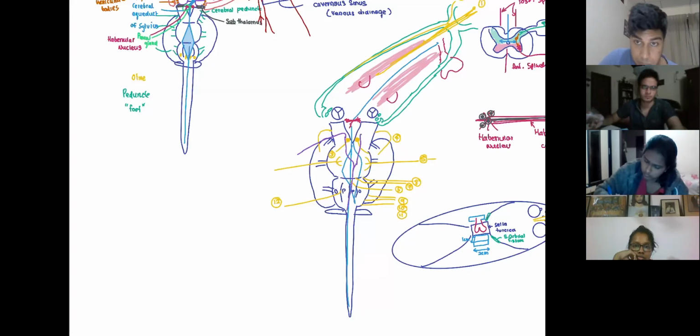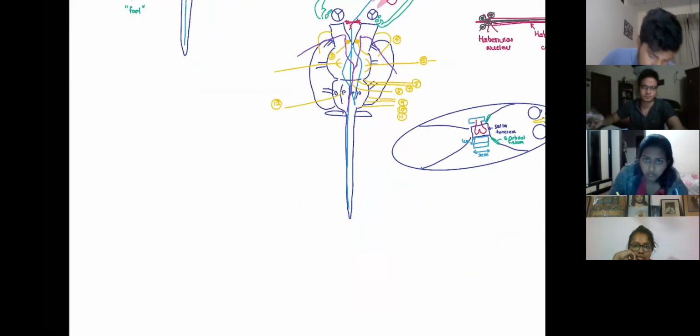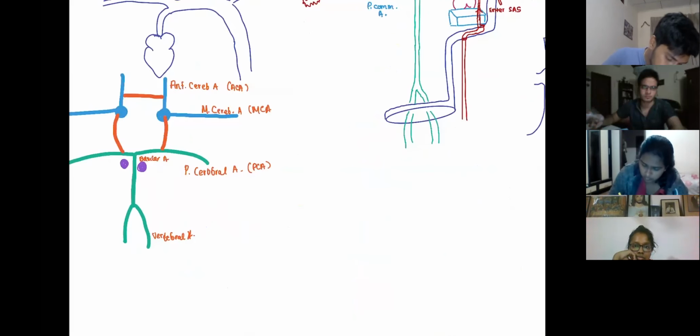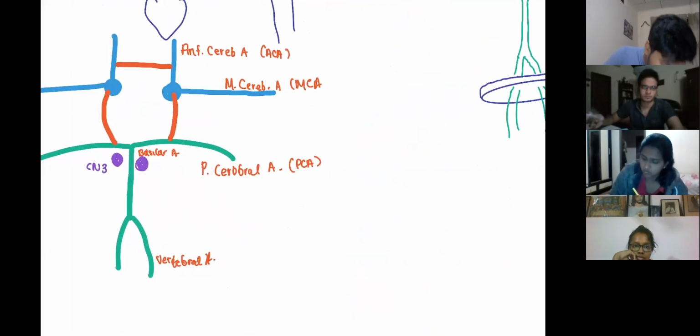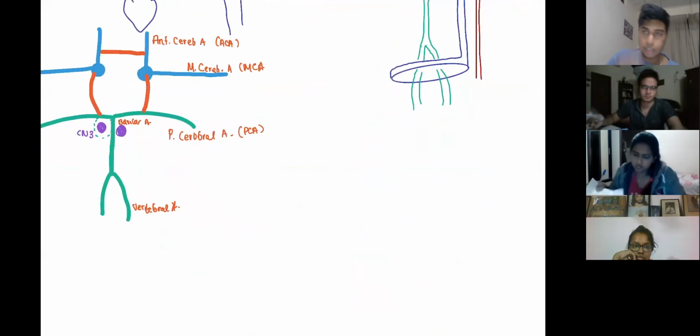We will draw a diagram of the brainstem circulation. I just want to give you an introduction. So this is where it is, and right over here is where the cranial nerve 3 will start. Okay, so if there is any stroke or any damage to this area, that means the cranial nerve 3, which is involved in the movement of the eye, is going to be affected.